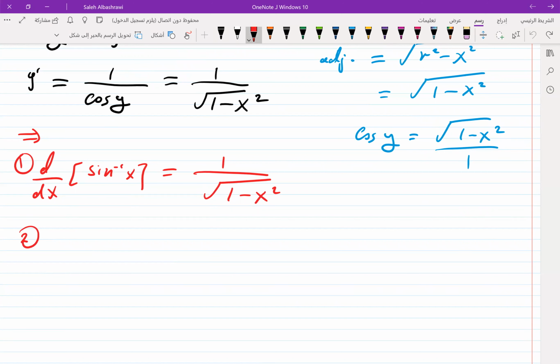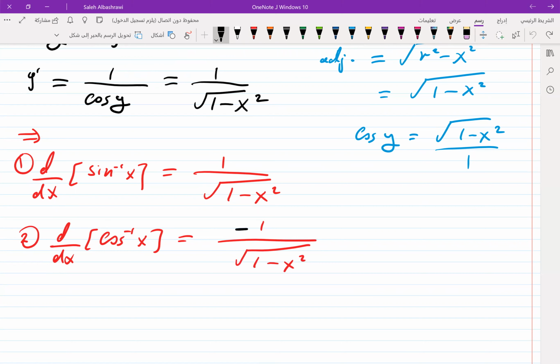The second one, by exactly the same technique, is the derivative with respect to x of cosine inverse x. It is equal to 1 over the square root of 1 minus x squared, but with just a small difference: it is negative. For the cosine inverse, the derivative is negative. It is minus 1 divided by the square root of 1 minus x squared.